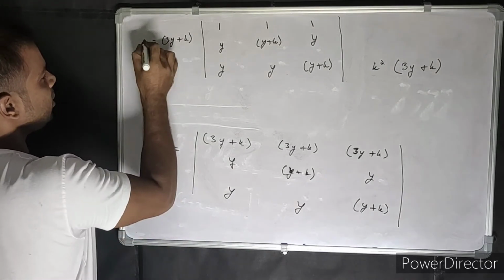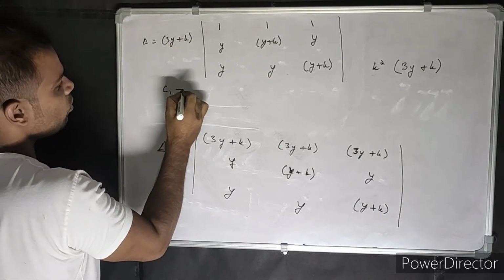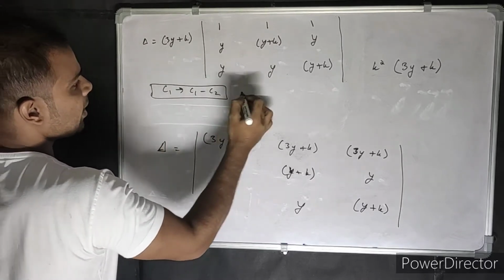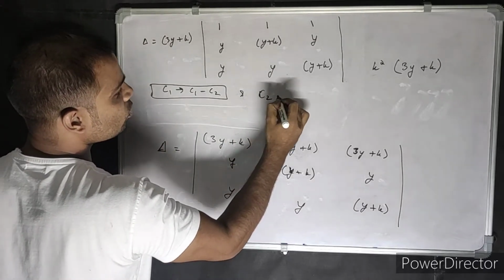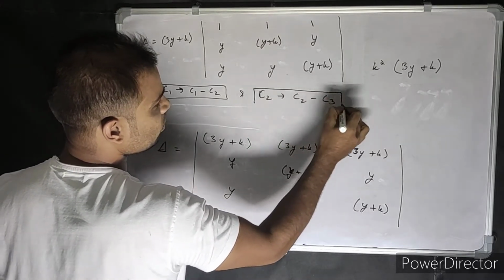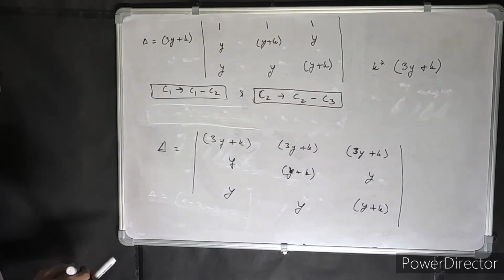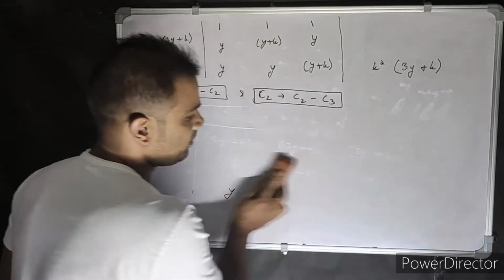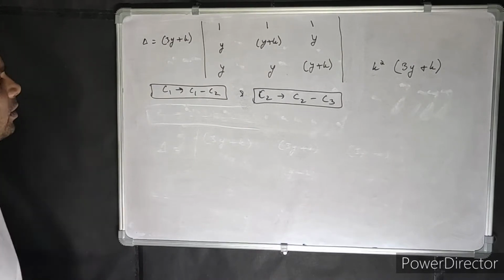The next thing that you are supposed to do over here is column 1 tends to column 1 minus column 2, okay, and column 2 tends to column 2 minus column 3. So perform these two operations and get your answer. You will get your answer, don't worry. Very easy question actually.